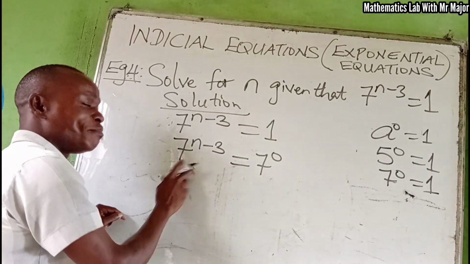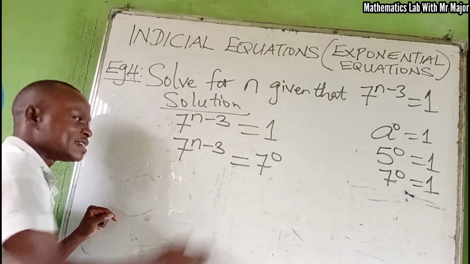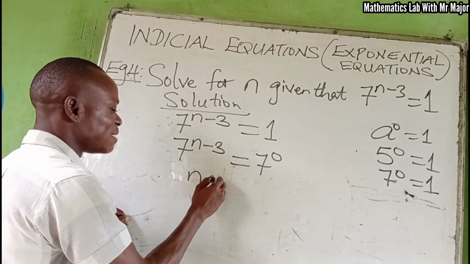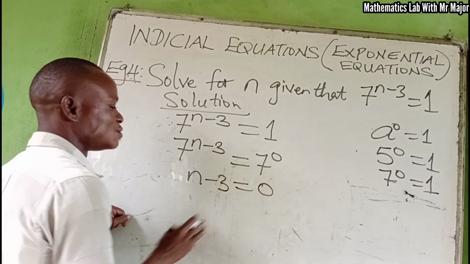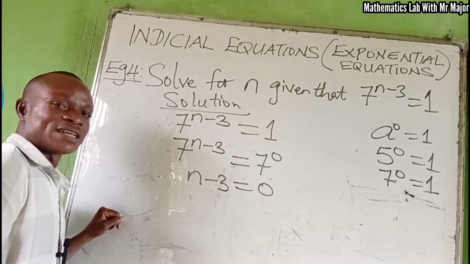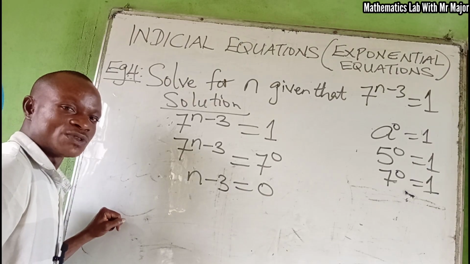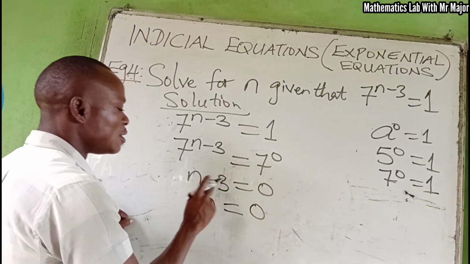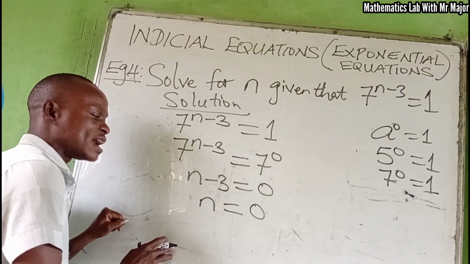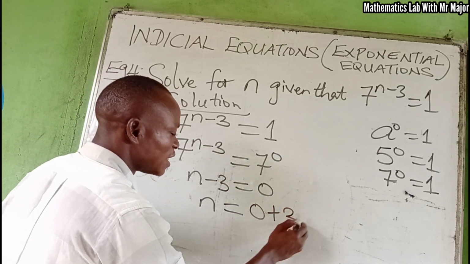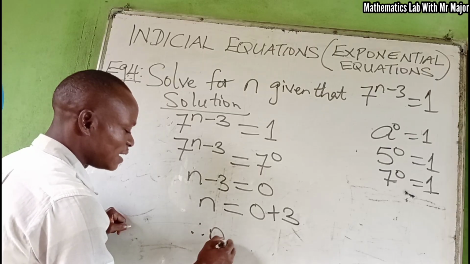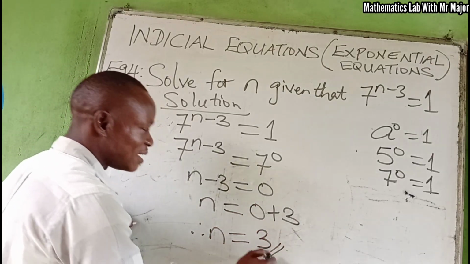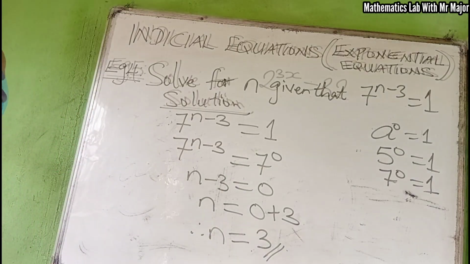Again, the bases are the same. Since the bases are the same, we can equate the powers. So we say our n minus 3 is equal to 0. Now, let us collect our like terms. All the numbers move to one side. So we have n equal to 0, minus 3 crossing to this side becomes plus 3. So our n is finally equal to 0 plus 3, which is 3. So our n is equal to 3.